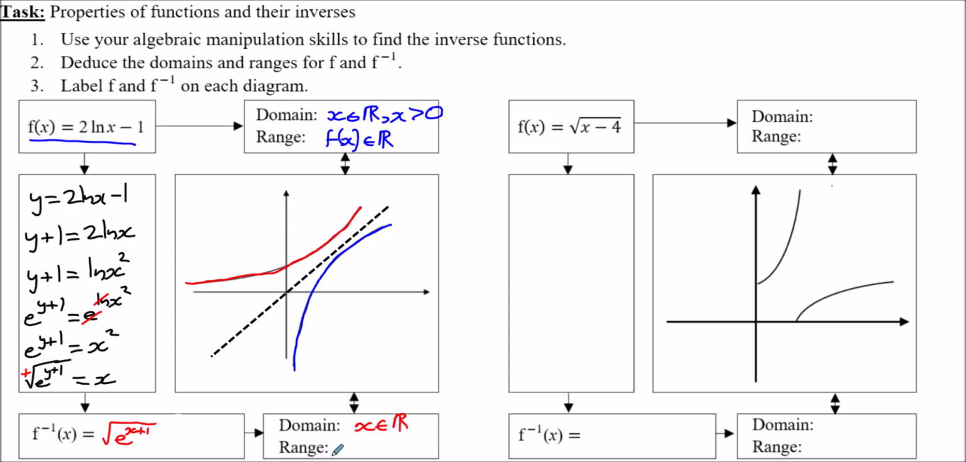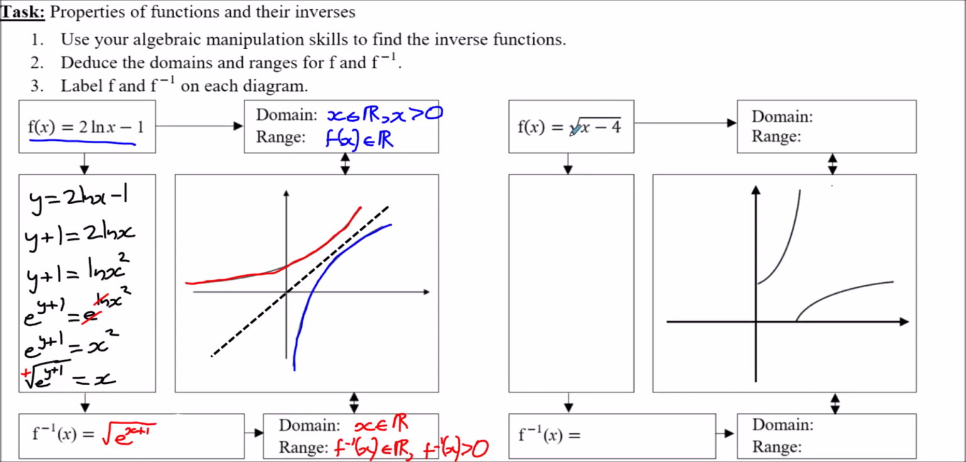The range of the inverse is going to be the same as the domain of the original function. We can see here that this red line is always going to be positive. So the domain, f⁻¹(x), can be any real value, but f⁻¹(x) must be greater than 0.